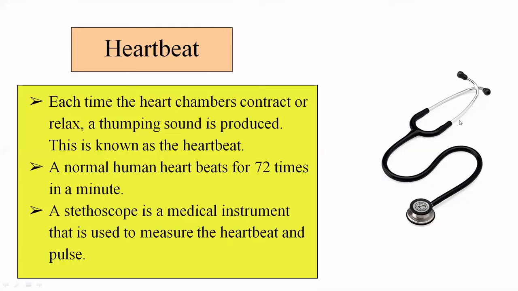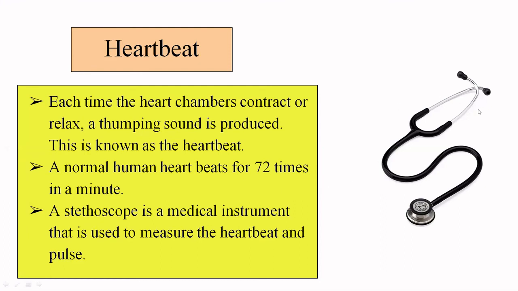Now, what is heartbeat? Our heart is continuously contracting and relaxing, and this is because of cardiac muscles which are present in the heart. Each time the heart chambers contract or relax, a thumping sound is produced, which is known as heartbeat. A normal human heart beats 72 times in a minute. So this is the approximate human heartbeat.